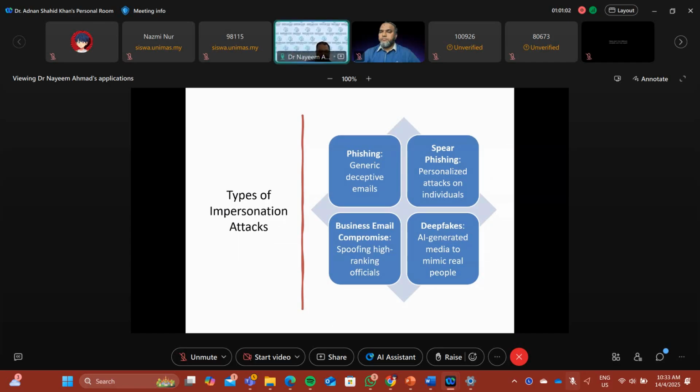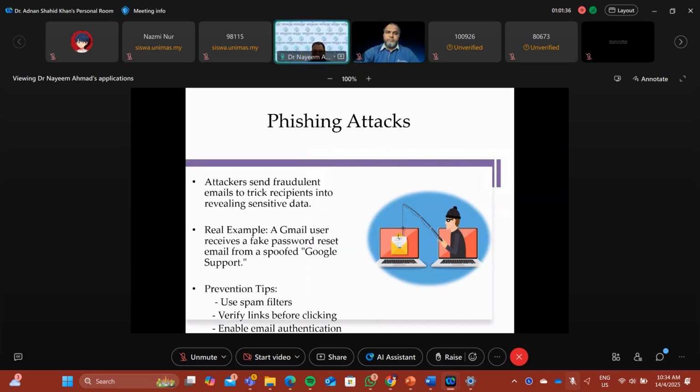So we have different types of impersonation attacks. Impersonation attacks take many forms, all designed to exploit trust. So far, a very common type of impersonation attack was phishing, which is a generic deceptive email sent to a large number of people, trying to trap as many people as it can. In a phishing attack, attackers send a fraudulent email to trick recipients into revealing sensitive data. For example, a Gmail user receives a fake password request email from a spoofed Google support.